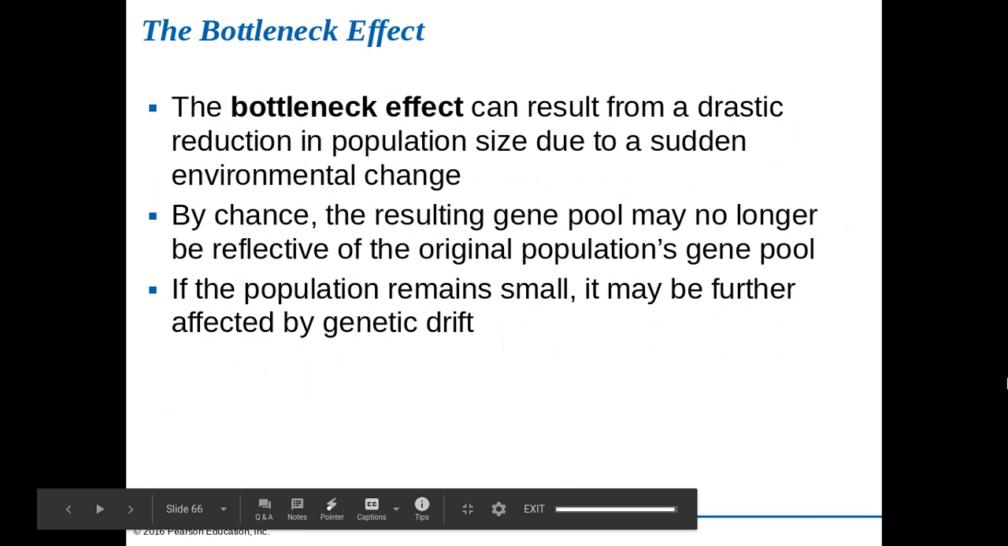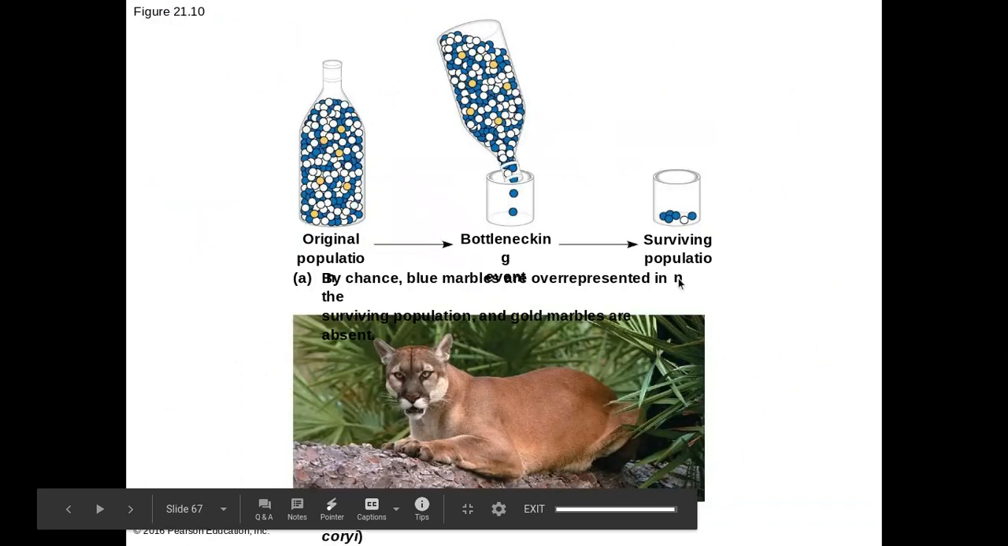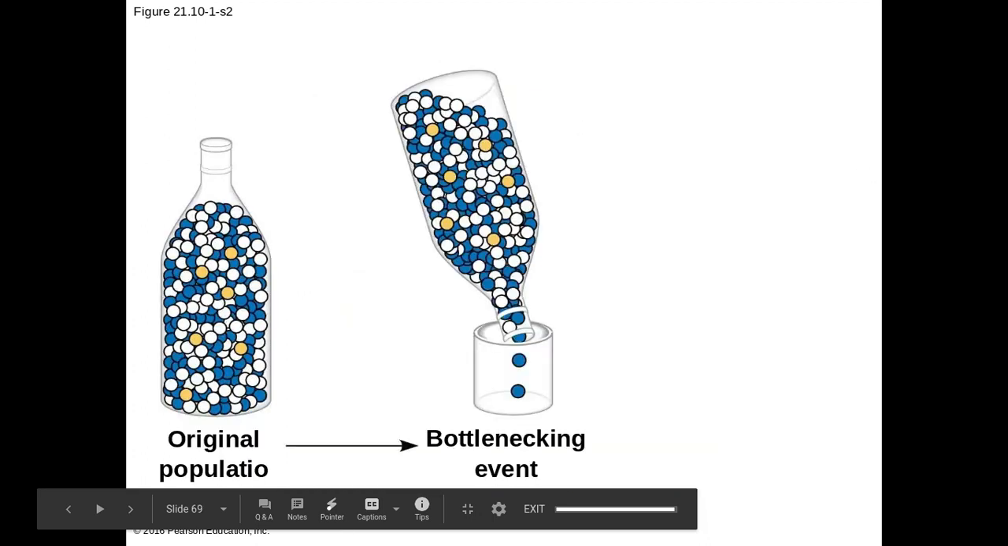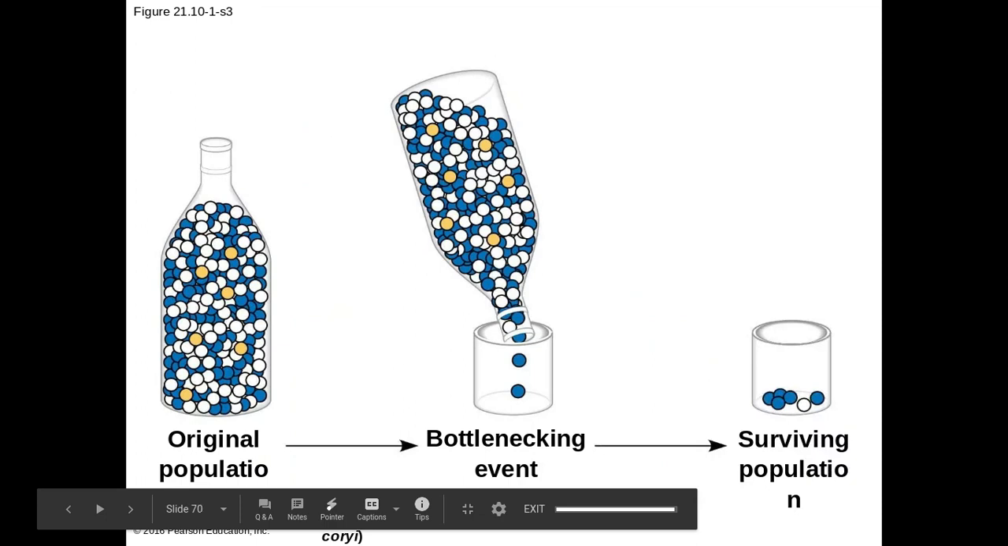and movement of alleles. It's kind of like if you had a bottle full of marbles, all different colors, but then you pour them out of the bottle and only a few get to come out, only a few survive. Here's our surviving population. You can see now we have mostly blue, one white. We've completely eliminated the yellow. And as you can imagine, now this small population would probably also be subject to genetic drift because now you have a really small population.